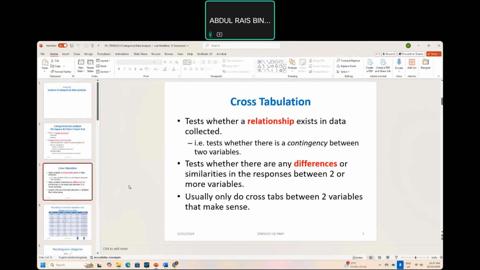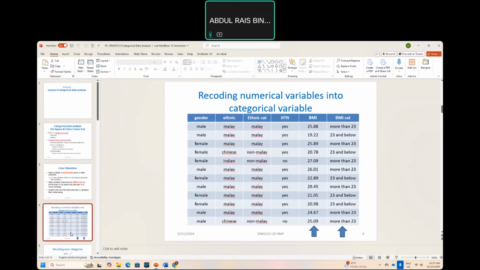Okay. Alright, so okay, ni antara contoh data yang sesuai untuk buat analisa chi-square lah. Okay, antaranya gender, ethnicity, HDN, BMI. Okay, ni adalah contoh how to recode lah sebab BMI ni is numerical, but if you want to do a chi-square for BMI, kita kena categorizekan lah. Okay. 25.8 macam contoh ni, more than 23.